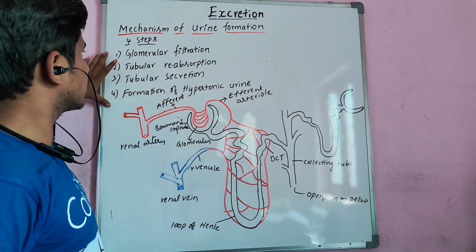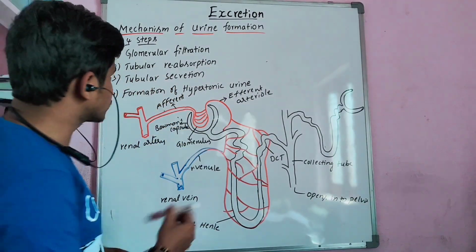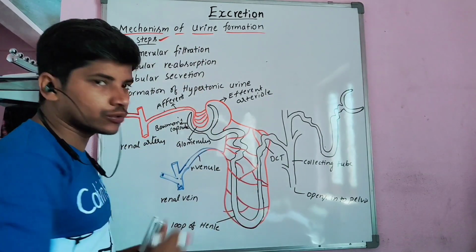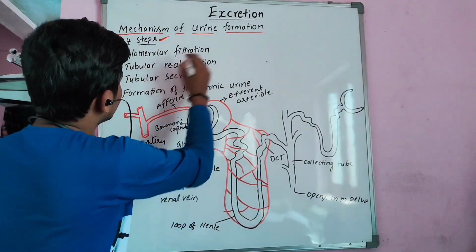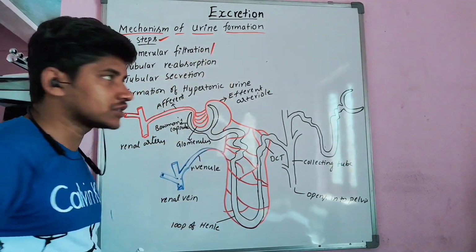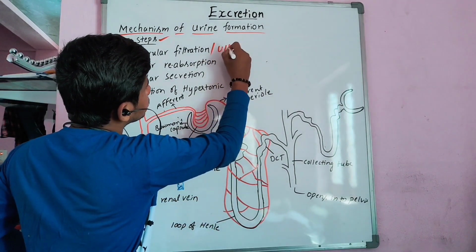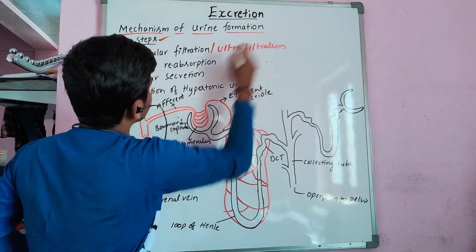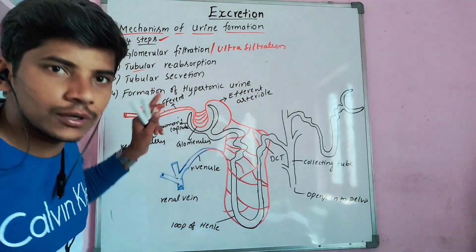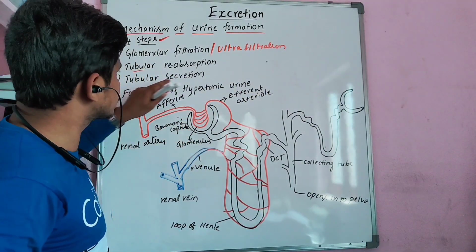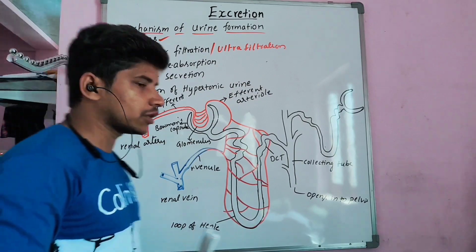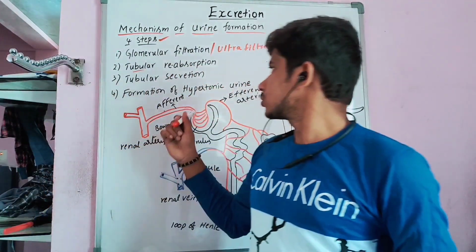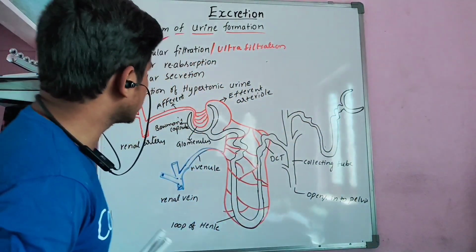So the mechanism of urine formation involves 4 steps. Within these 4 steps, urine is formed. The first one, glomerular filtration, which is also called ultrafiltration. And the second one is what? Second step, tubular reabsorption, third, tubular secretion, and the last step is what? Formation of hypertonic urine. See what's happening in each step.